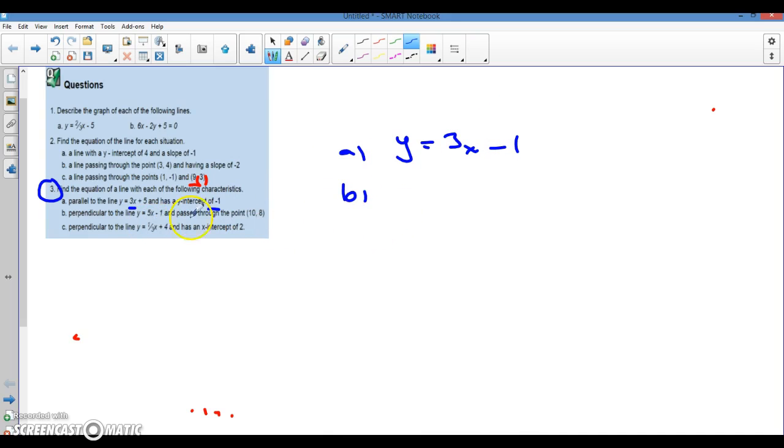And b, perpendicular. So a perpendicular slope is a negative reciprocal. So I take 5 and I flip it, so it becomes 1/5 and I make it negative. So y is equal to that. And it goes through the point (10, 8).